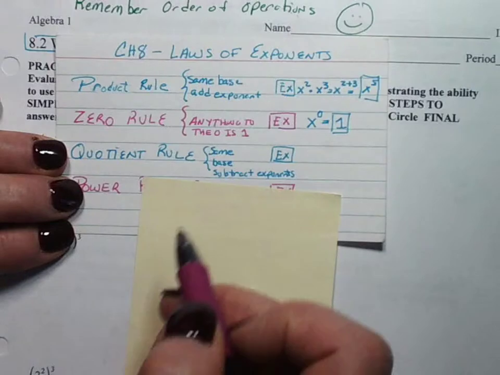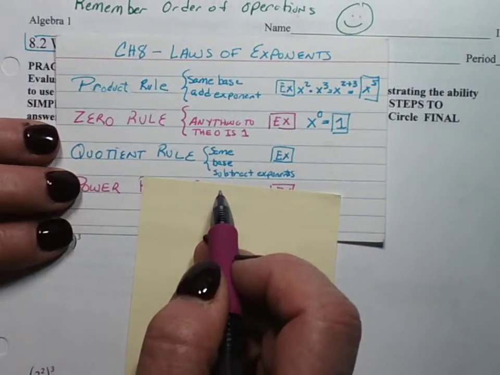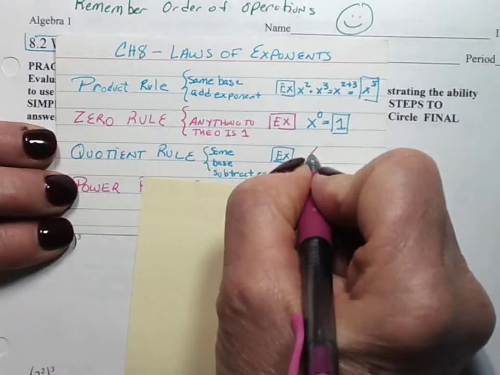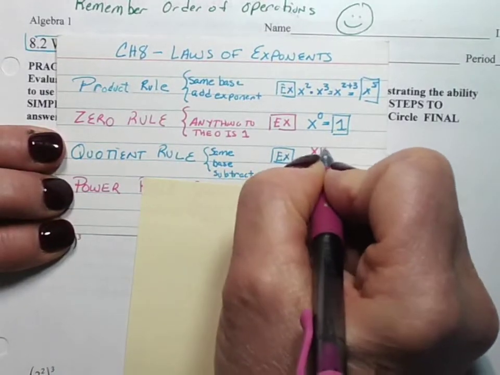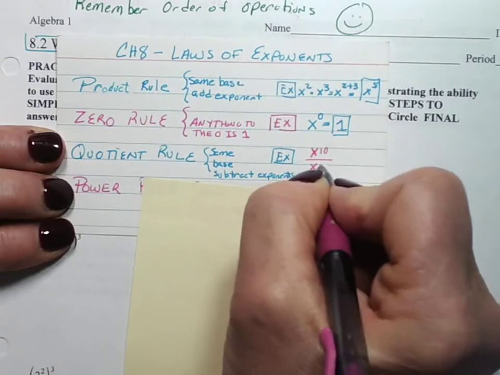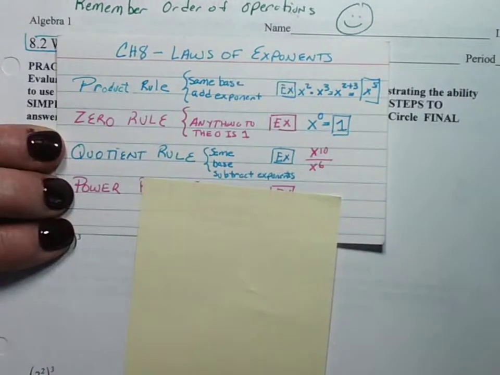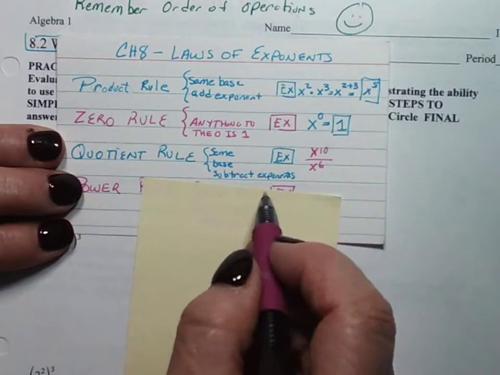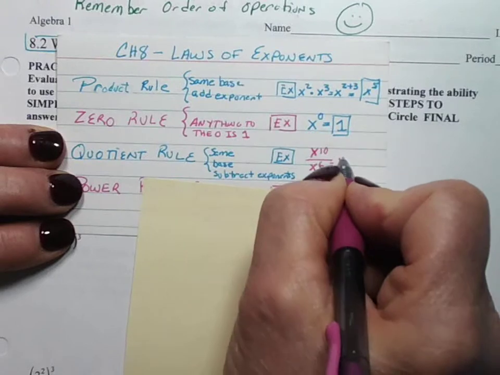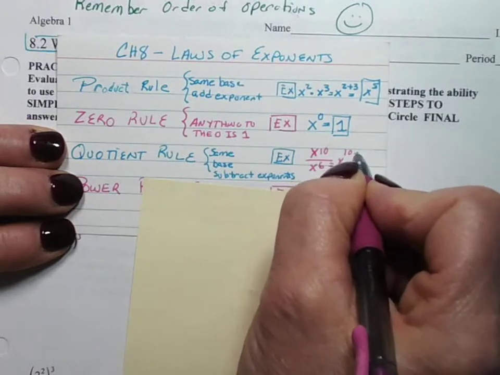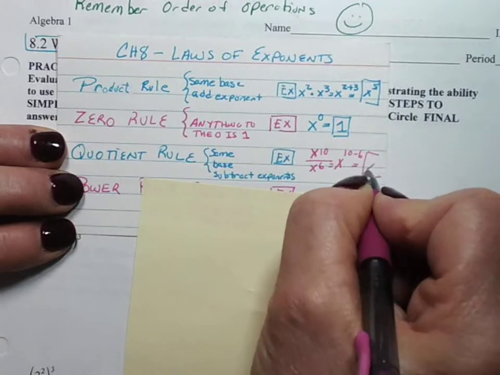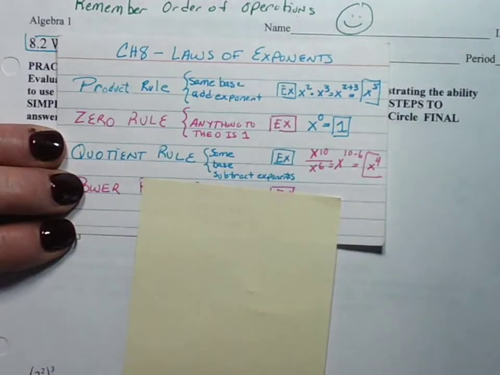The quotient rule. Okay, so this is with division. If I have x to the 10th divided by x to the 6th, we subtract exponents. x to the 10 minus 6 is x to the 4th.